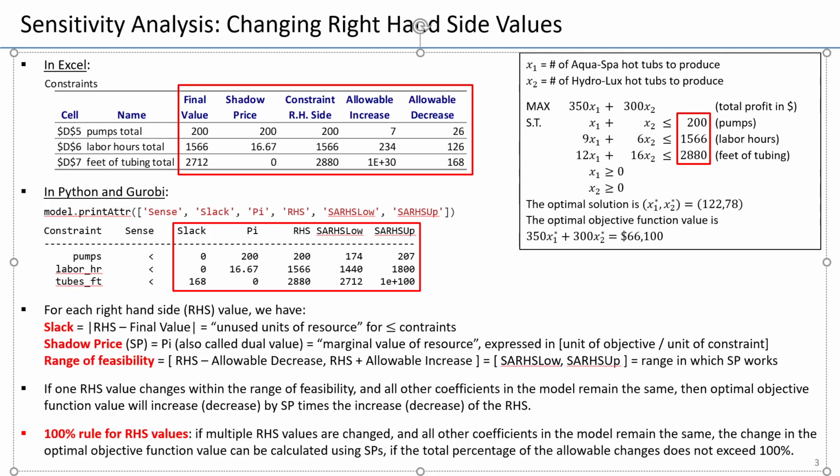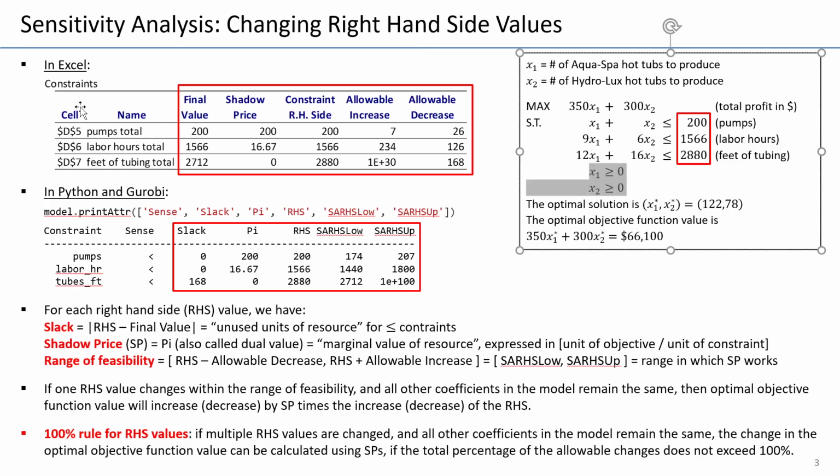So what we see here, let's look first at Excel. It's just a list of constraints, the three resource constraints. The lower bound values on the variables are not included in this list. And for each we see final value, which is just the value of the left-hand side calculated when we plug in the optimal solution in it. So for example, here we're using all the pumps. The right-hand side is shown here, right? So the right-hand side is 200.